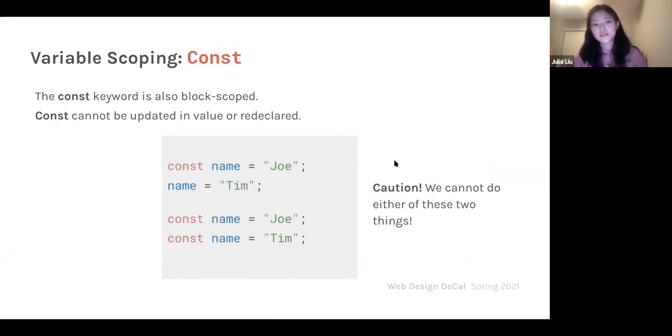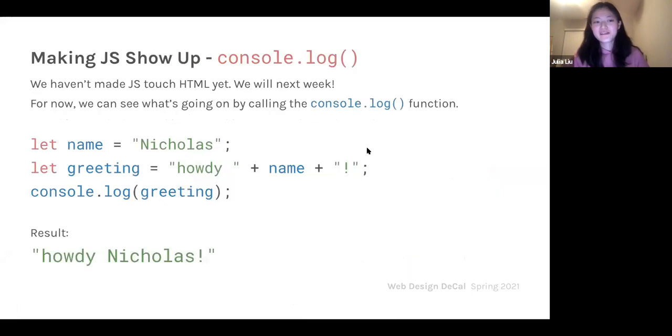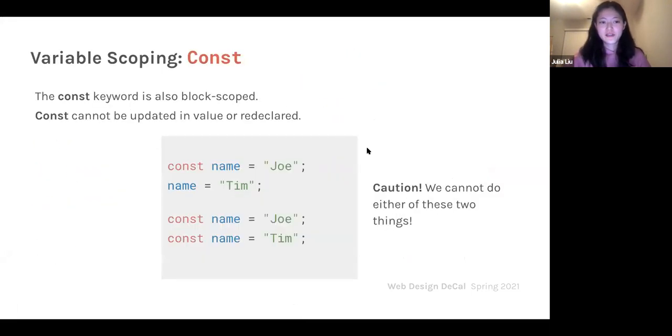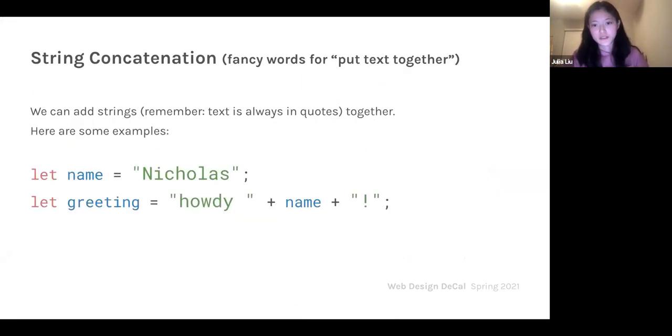And then the last one is constant, which is also block scoped, but the only difference is that it can't be updated in value or redeclared. So just make sure you don't ever declare a constant and then try to change the value later. Okay, sorry, that was kind of a lot of info, but let me move on to talking about strings.